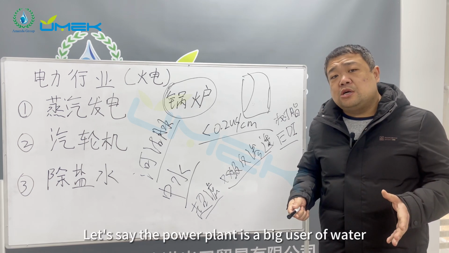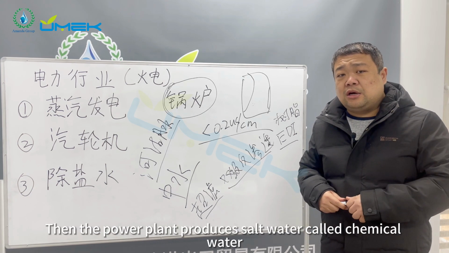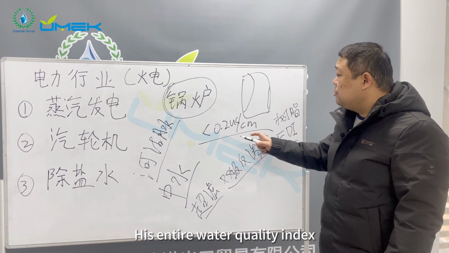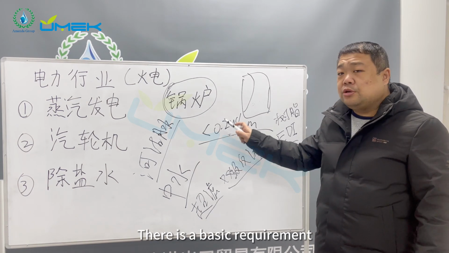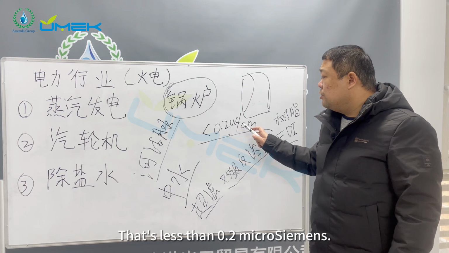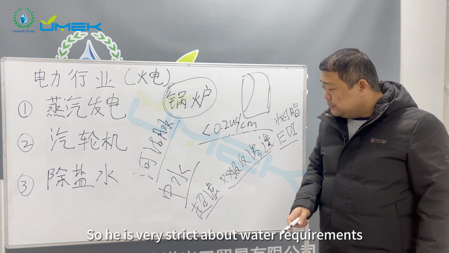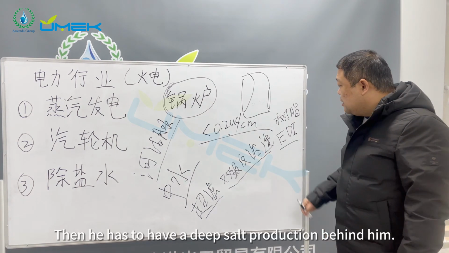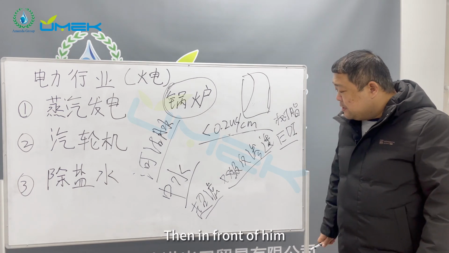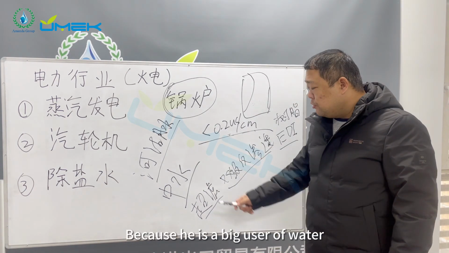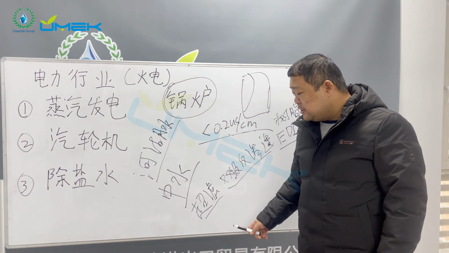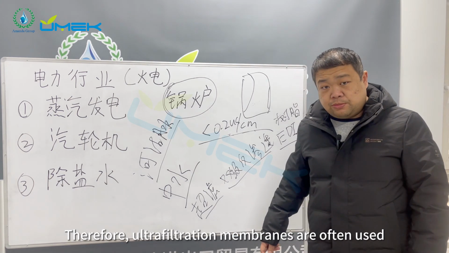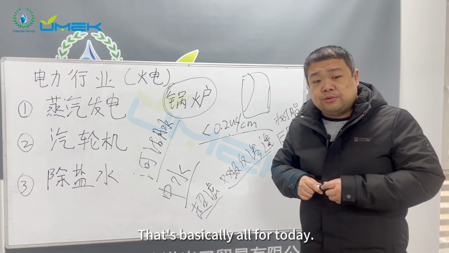Let's say the power plant is a big user of water. Then the power plant produces salt-free water called chemical water. The power plant's entire water quality index has a basic requirement, that is less than 0.2 microsiemens. So he is very strict about water requirements. His main process is not just reverse osmosis. He has to have deep salt removal behind it. And in front, because he is a big user of water, his water is very dirty. That means there has to be more sophisticated pretreatment up front. Therefore, ultrafiltration membranes are often used. That's basically all for today.